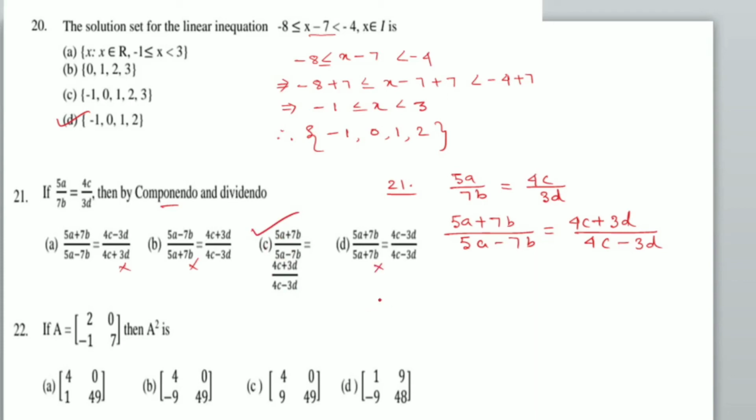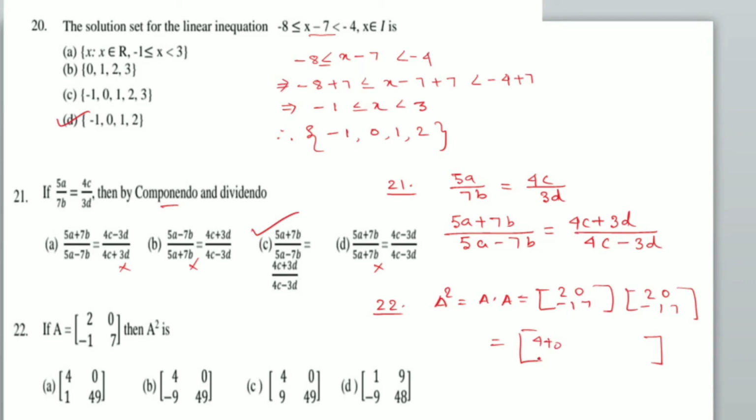Now we will solve problem number 22. Here, if a is 20 minus 17, then a square will be what? A square means a into a. We can write it as 20 minus 17 into 20 minus 17. So we can write it as 2 minus 1. So it will be 2 2s are 4, 1 and 0 plus 0. So it will be plus 0.